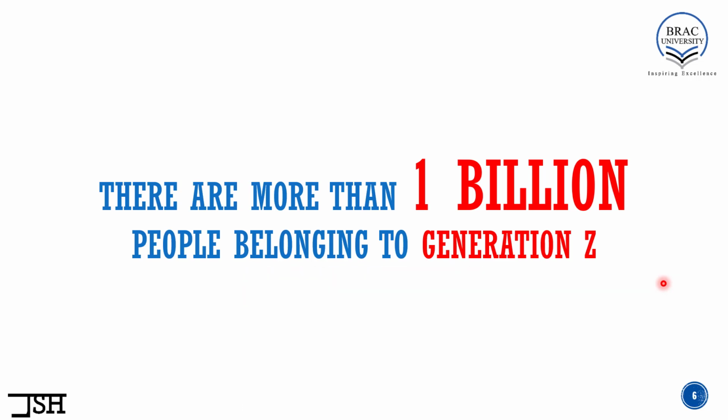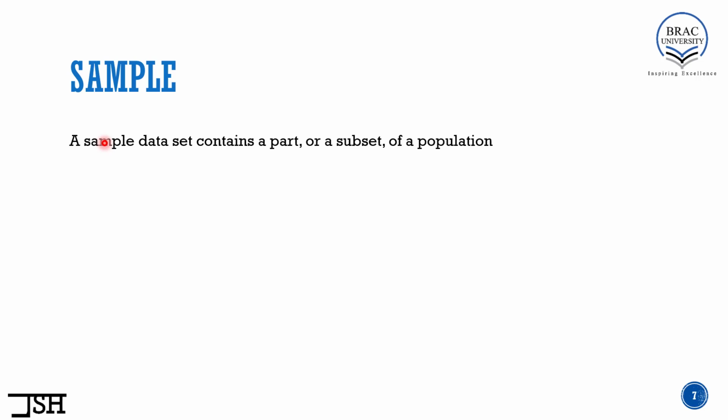So rather than sending out the survey to every single person in the world, we rely on something else. So again, we do not rely on the whole population or the census. Rather, we rely on something else for this purpose. What is that? It is a sample. So rather than relying on the whole population, we rely on a sample oftentimes. What is a sample? Here goes the definition. A sample dataset contains a part or a subset of a population. So again, we are not going to pick every single person that belongs to a population. Rather, we are going to select a few people or a part from that population. And together, that part will be called a sample.